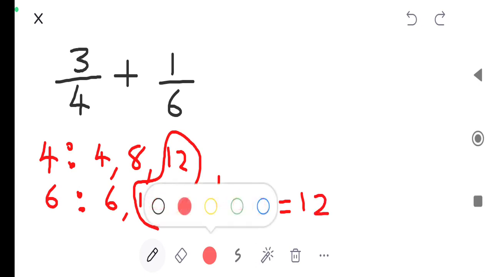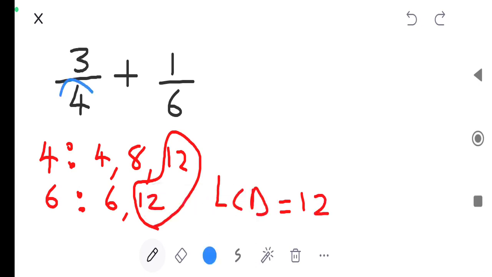Now you go back to the first denominator, which is 4. What will you do to 4 so that it will become 12? 4 times what number will give 12? I think you will do times 3. So you come here and write times 3. Whatever you do to the bottom of this fraction that I circled, you must do the same thing to the top. So go to the top and also write times 3.